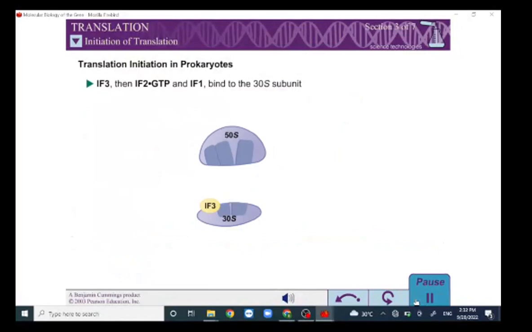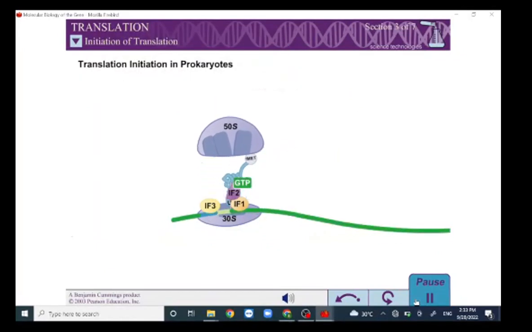Can you see here? Initiation factor 3 sits and prevents the binding of the 50S and 30S, and you have initiation factor 1 and initiation factor 2 along with your GTP. Now your tRNA loaded with formyl methionine in prokaryotes, methionine in eukaryotes, is going to come and sit on the P site. So it is prevented from entering the A site.